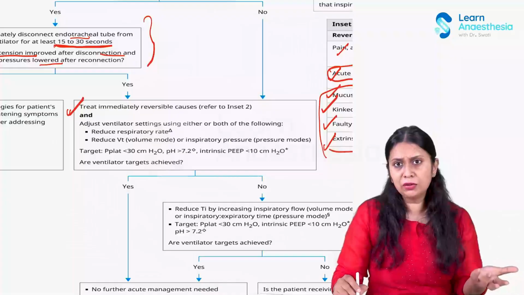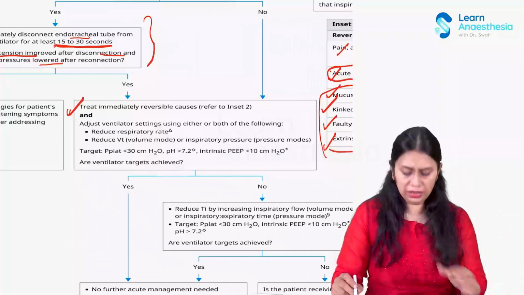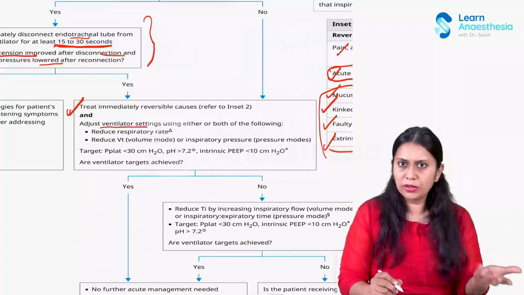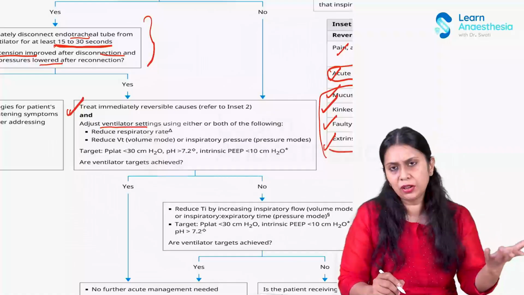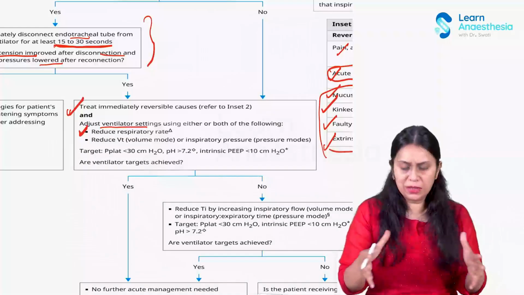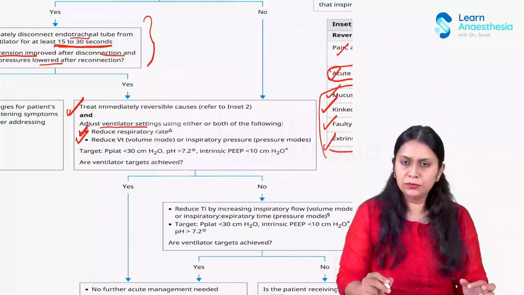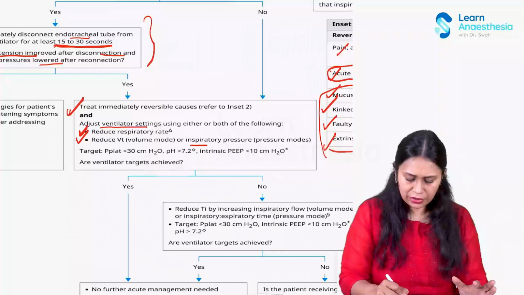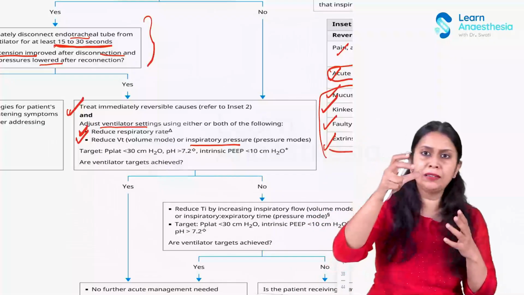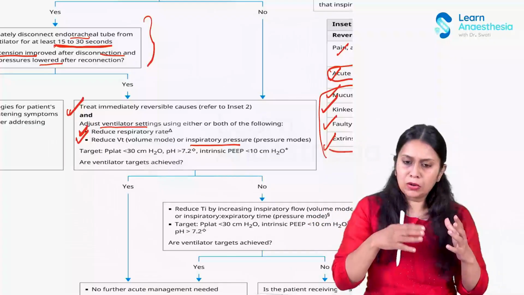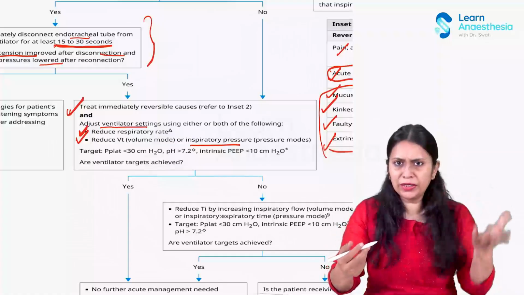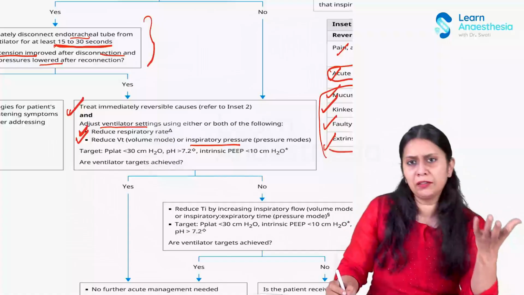Other things we can do are changes in the settings of the ventilator. So we can adjust the ventilator settings by reducing what would cause the intrinsic PEEP? High minute ventilation. So we have to decrease the minute ventilation. We reduce the respiratory rate to give more expiratory time, and we reduce the tidal volume. This will cause less tidal volume going into the alveoli, so chances of complete exhalation would be there. So we have to decrease the tidal volume and respiratory rate.